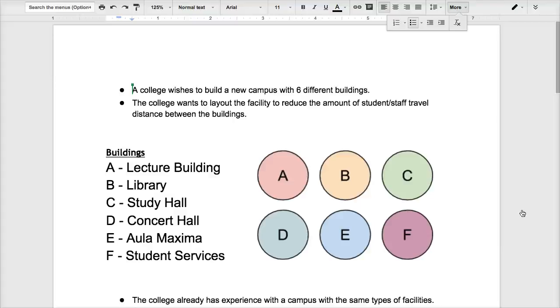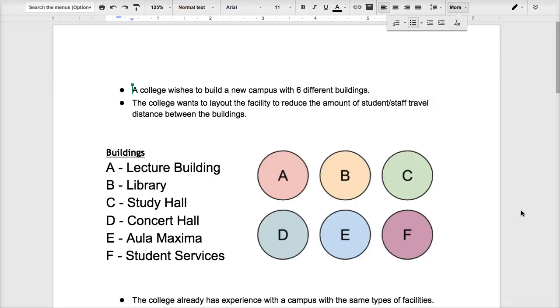This solution is looking at operation sequence analysis. The scenario is a college wishes to build a new campus with 6 different buildings, and the college wants to lay out the facility to reduce the amount of student or staff travel distance between these buildings. To give you some kind of context, we've got lecture building, library, study hall, concert hall, aula maxima, and student services, but we're labeling those with just letters from A to F.